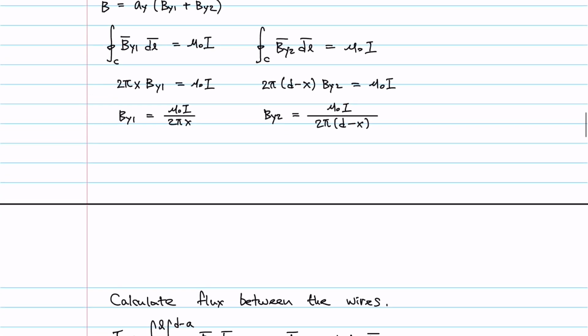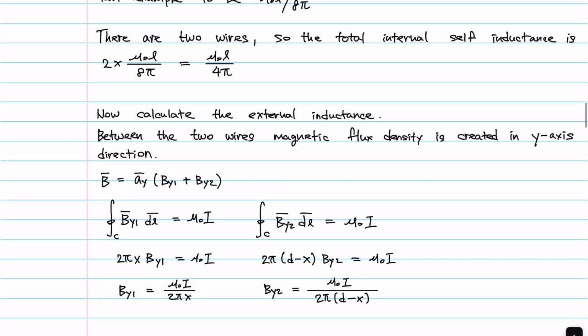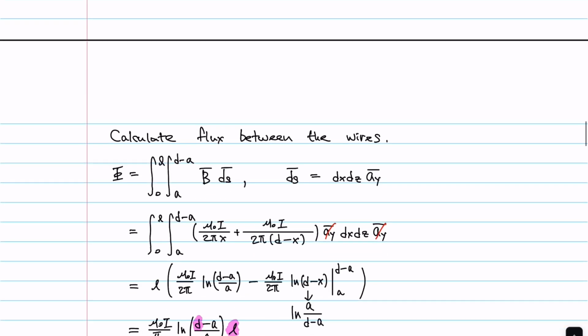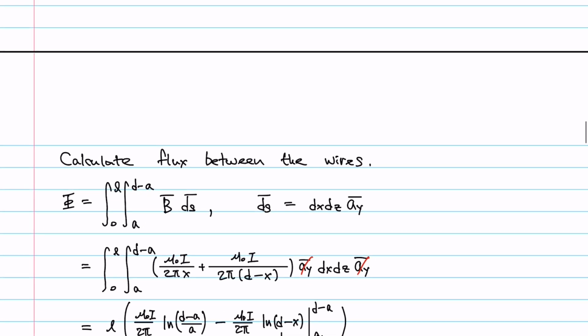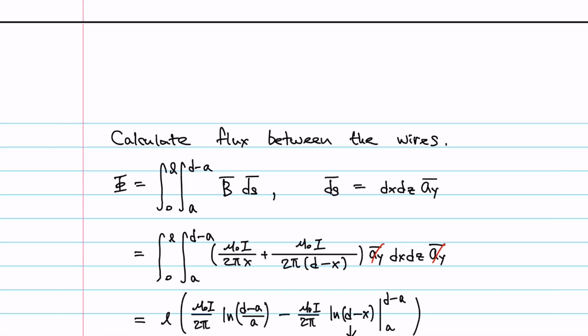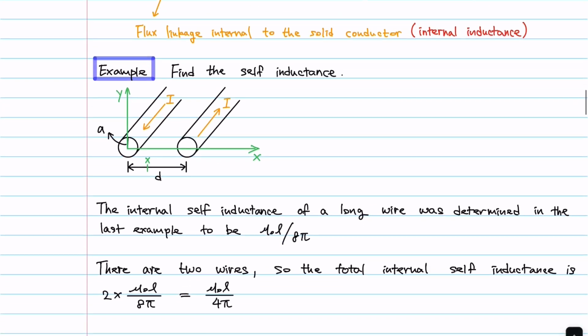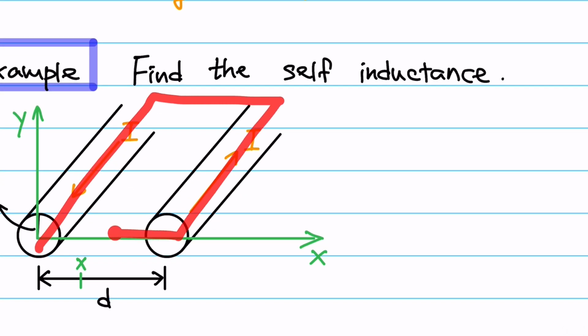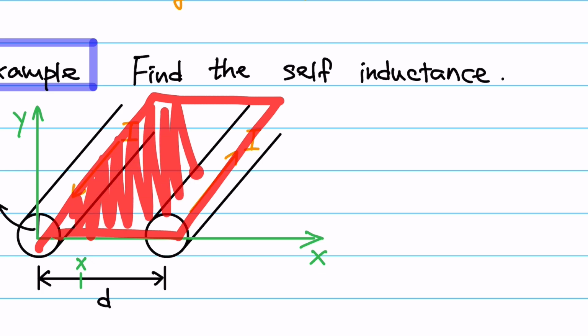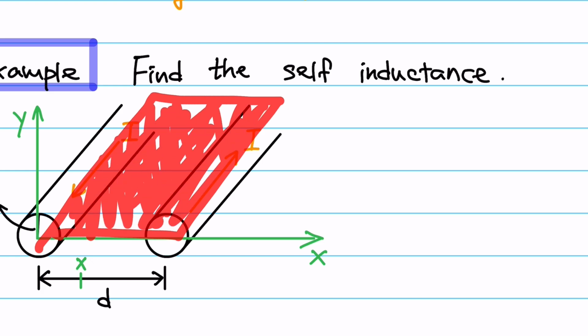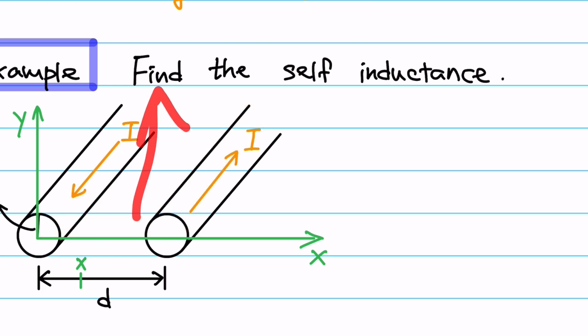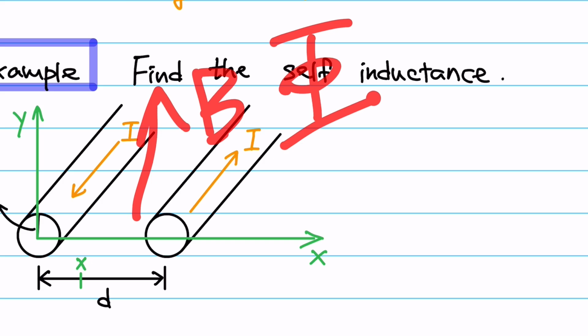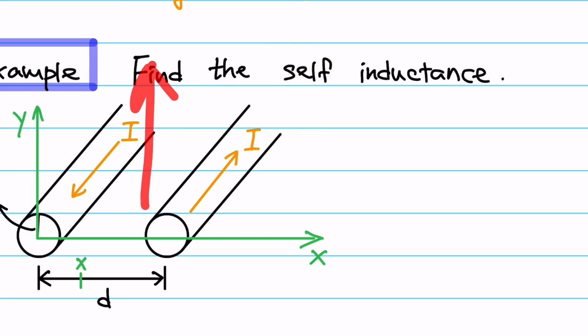Okay, so that's how we calculate the B field. We need to now calculate the flux. Because we know the flux density, we can calculate the flux between the wires, and in order to calculate the flux between the wires, you have to know what this area is. If you know the surface area of this part, you just need to multiply the surface area with the B vector that we just derived to get the flux. Okay, the flux density and also the flux itself is going through the two wires like that.